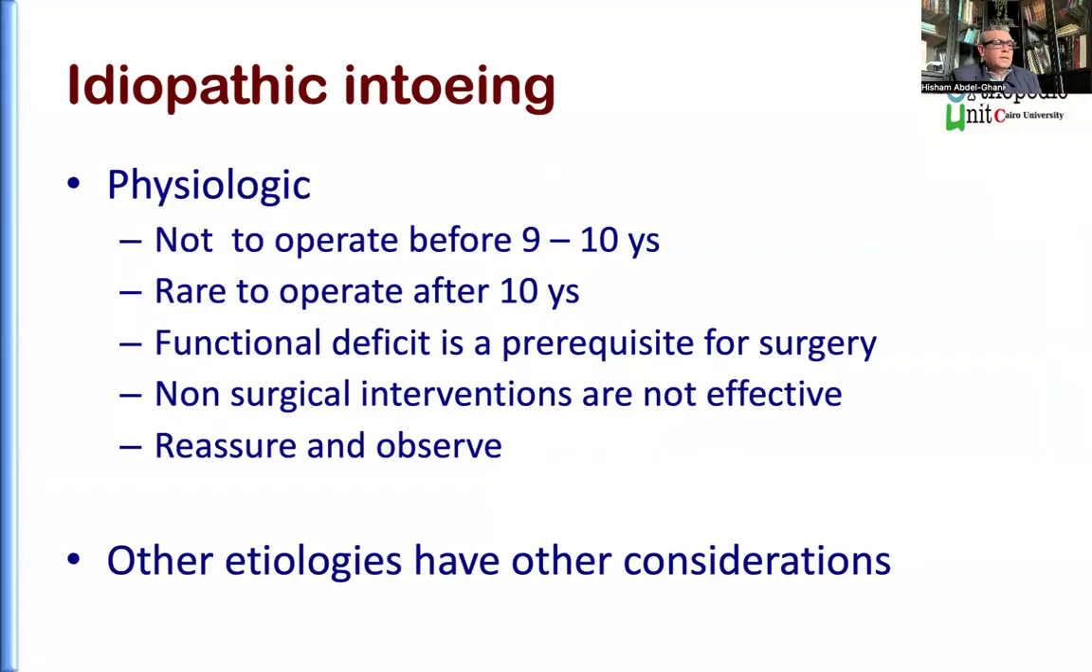So idiopathic intoeing is a physiological developmental variance. It is not a congenital malformation. It is a normal variance. Do not operate on this patient before 9 to 10 years, and even at that time, it is rare to operate because it is a cosmetic surgery. It is a preference of the parents and not a functional problem. Functional deficit is a prerequisite for surgery, and this is present in a case of miserable malrotation with increased femoral anteversion and increased external tibial torsion. And all non-surgical interventions are not effective, are not required. And we have to reassure the parents and observe this patient, a lot of reassurance and a lot of observation.